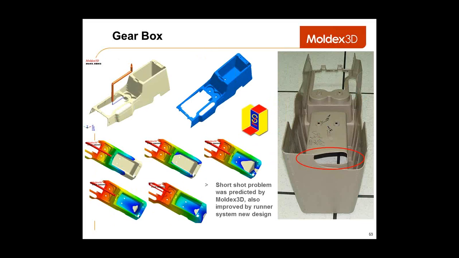Here we have a gearbox. This company was having an issue with short shots, and while running our simulation, we were able to locate the exact spots of the short shots, which correlated with the picture here.